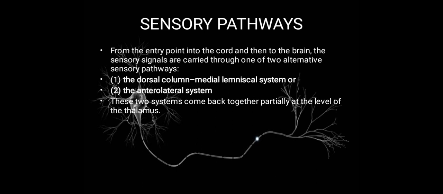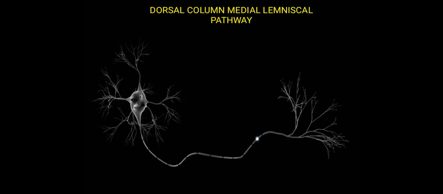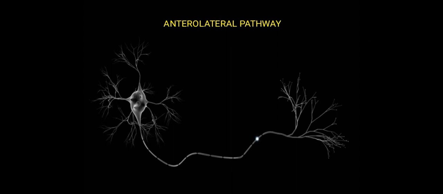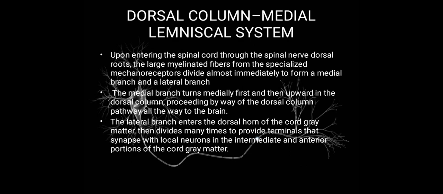Then sensory pathways from the entry point into the cord, and then to the brain. The sensory signals are carried through one of two alternative sensory pathways, the dorsal column medial lemniscal system or the anterolateral system. These two systems come back together partially at the level of the thalamus. Dorsal column medial lemniscal pathway. Anterolateral pathway.